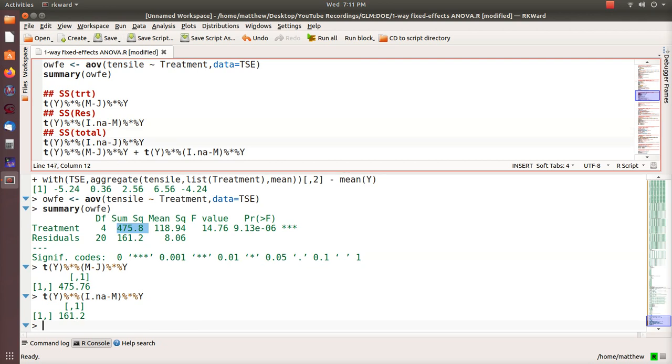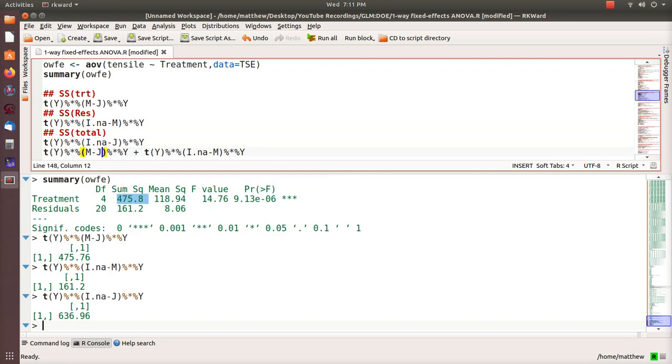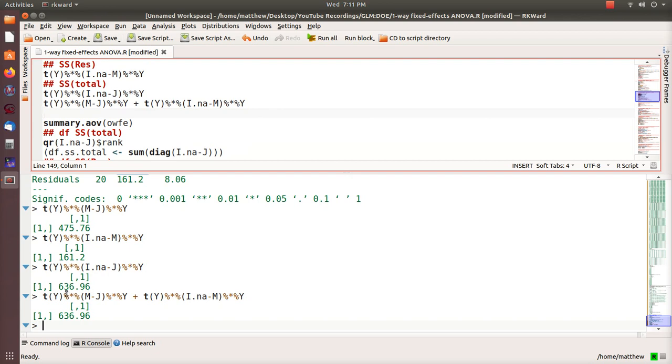Now the sum of squares total is actually y transpose (I minus J) y. But we could also just add the 2 previous quadratic forms, or sums of squares, and get the same thing, 636.96.